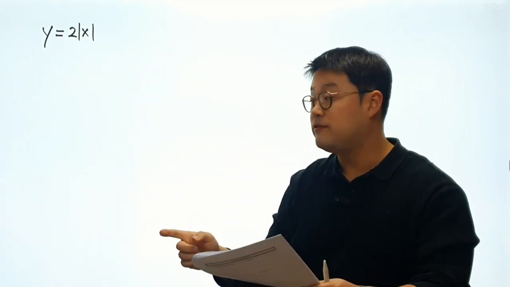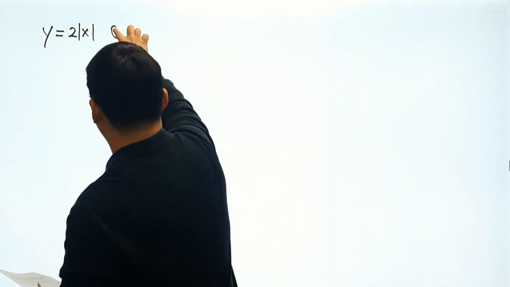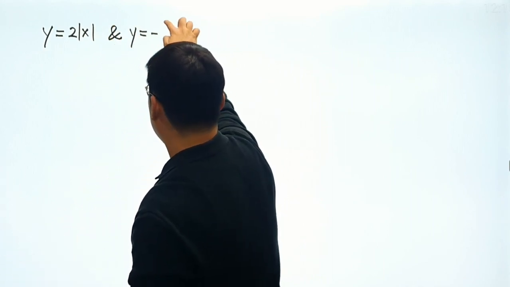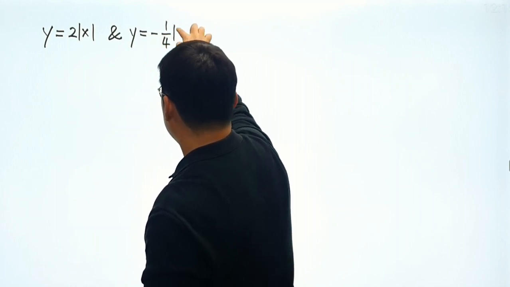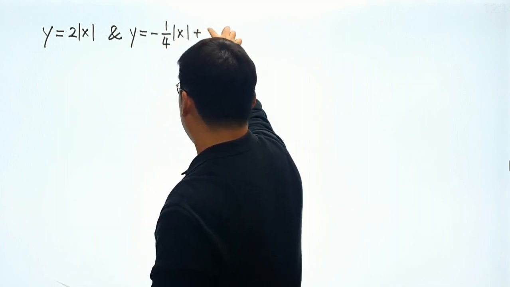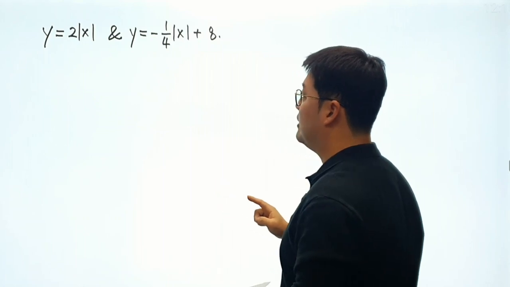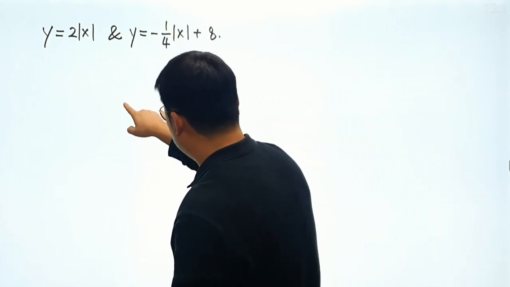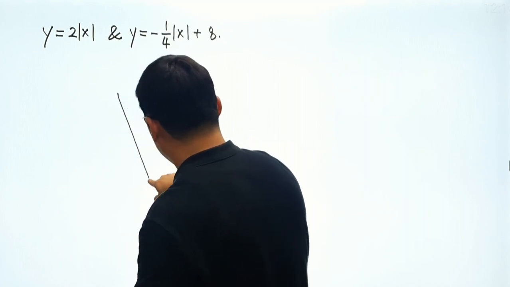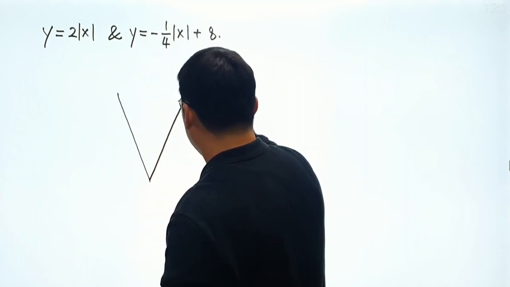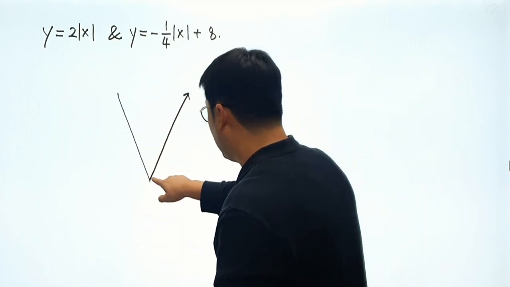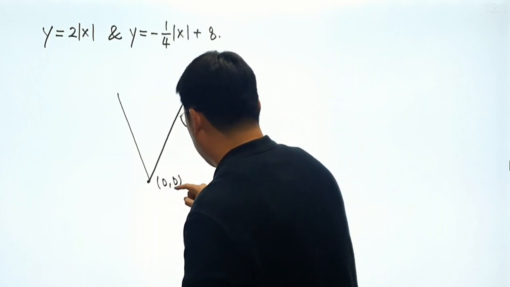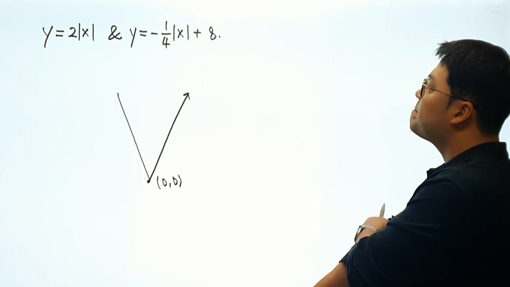And we have another function: y equals negative 1/4 of the absolute value of x plus 8. So this wouldn't be that crazy hard. All I need to get is that 2 times the absolute value of x would definitely look like a V-shaped figure, and we got 0, 0 as the vertex, right?